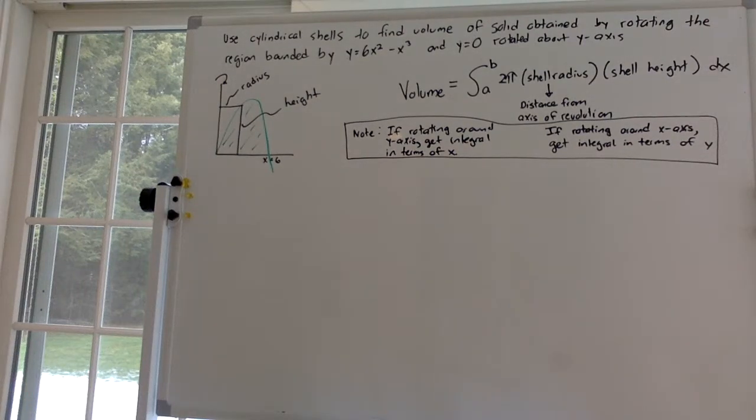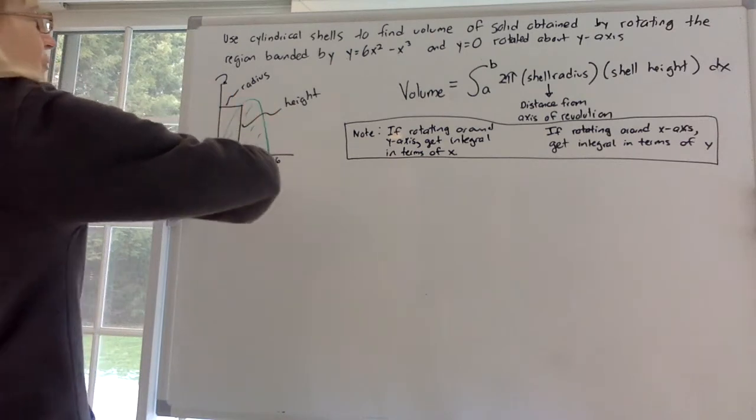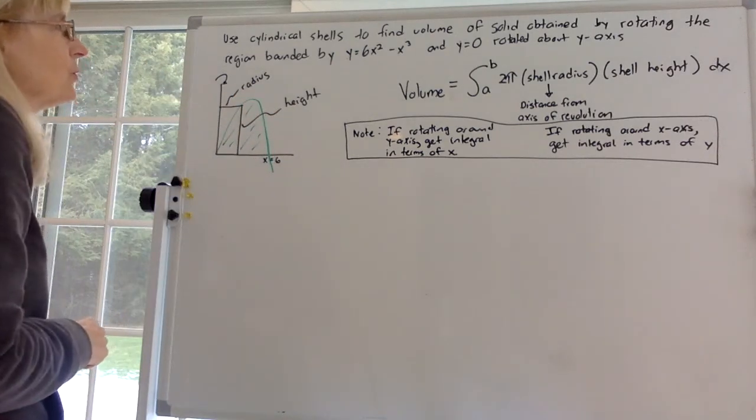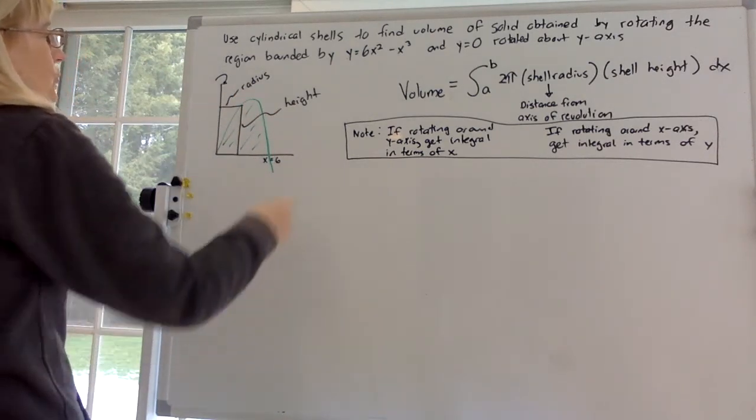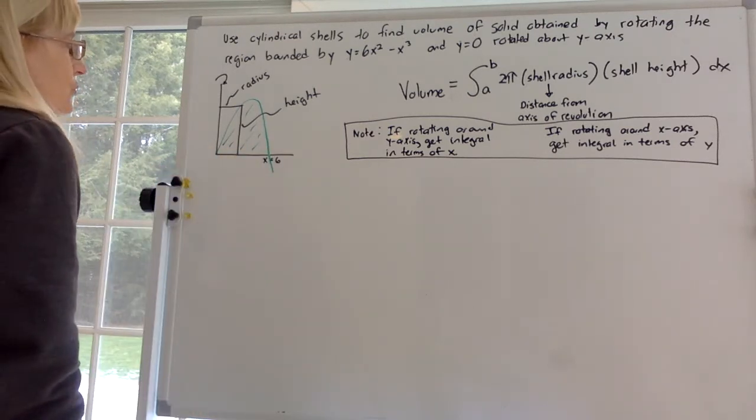Okay, let's see if we can get through this one. They want us to use cylindrical shells to find the volume of a solid obtained by rotating the region bounded by, that's what the green is, y equals 6x squared minus x cubed, and y equals 0 about the y-axis, okay?